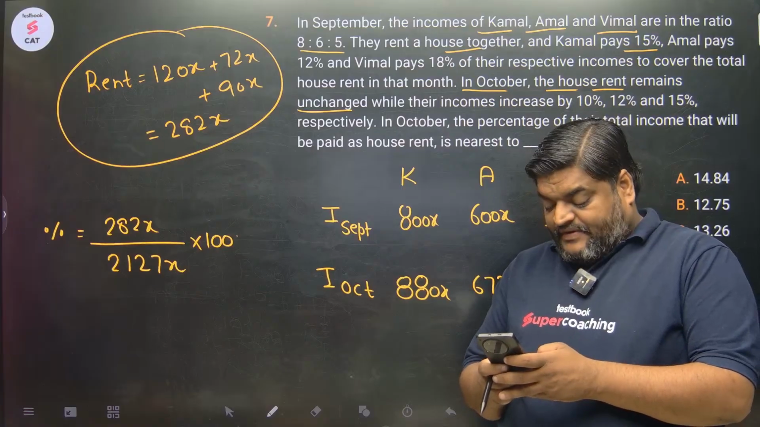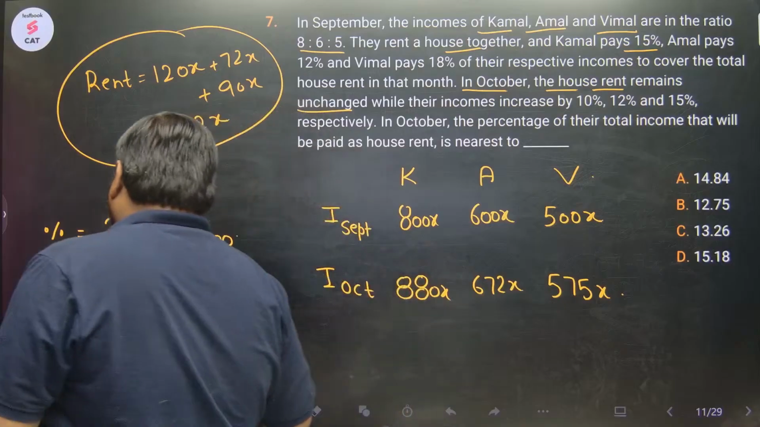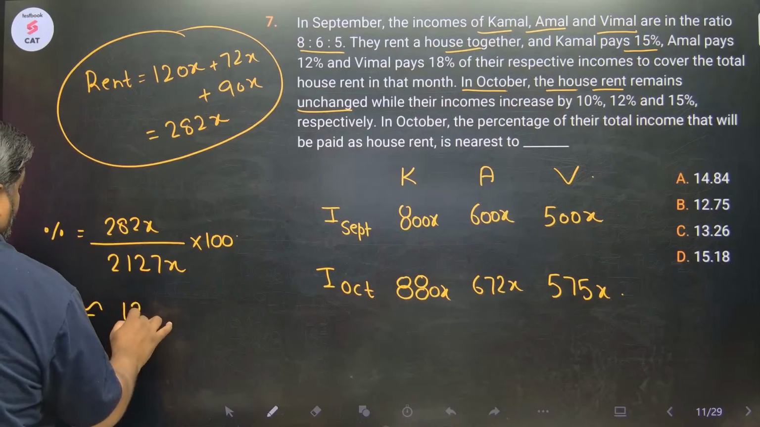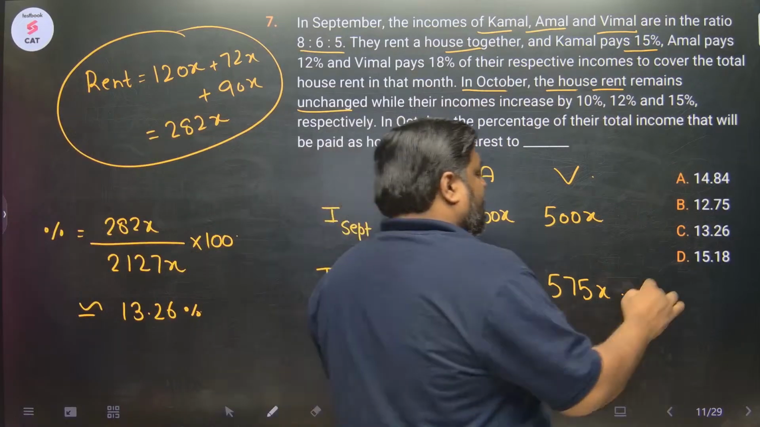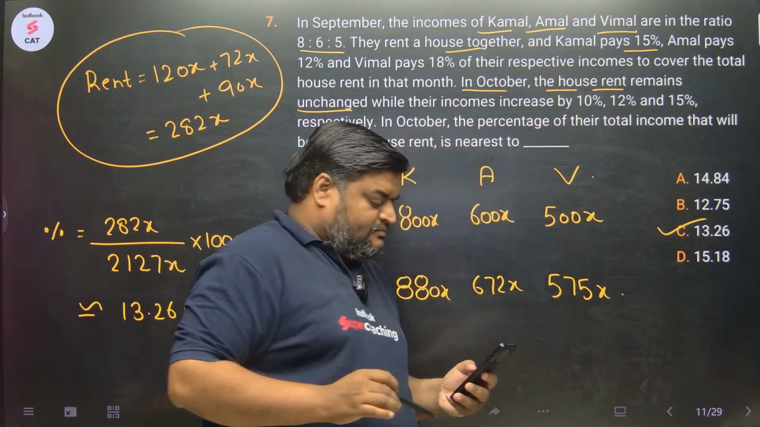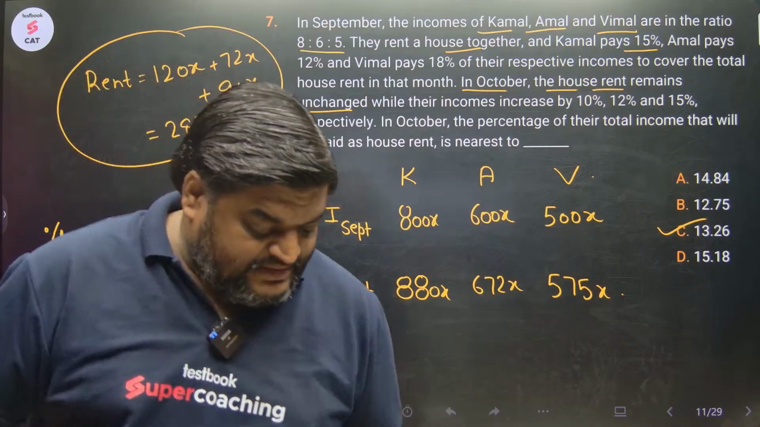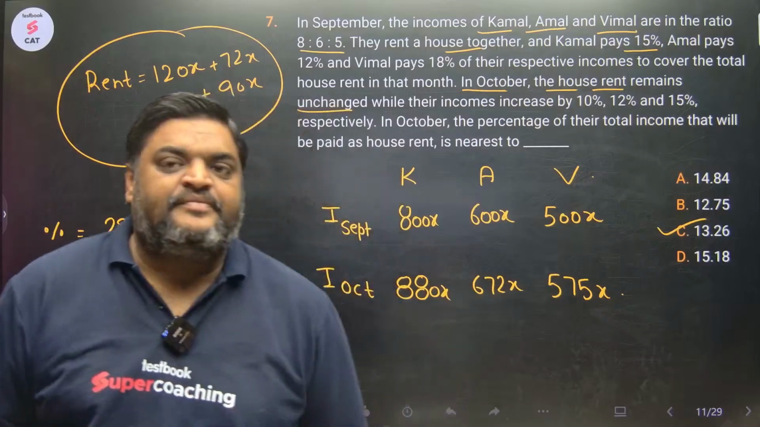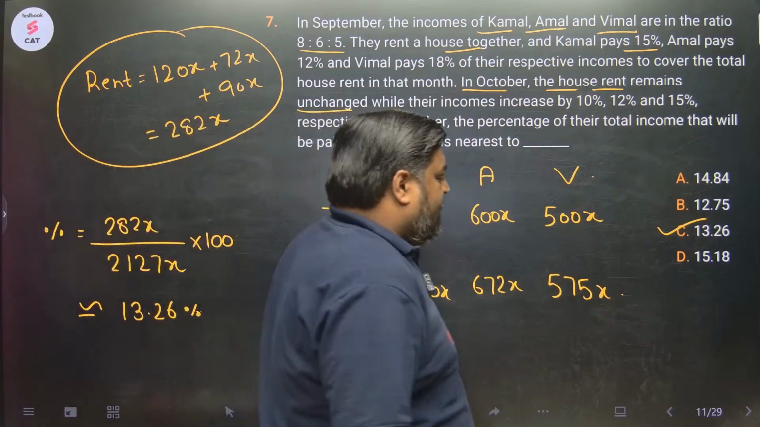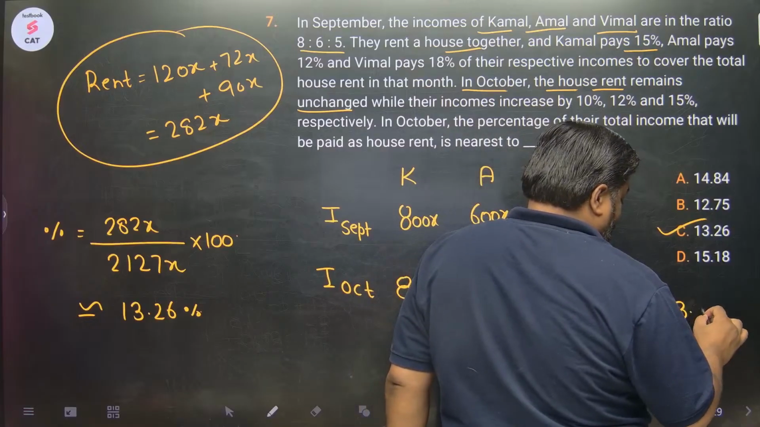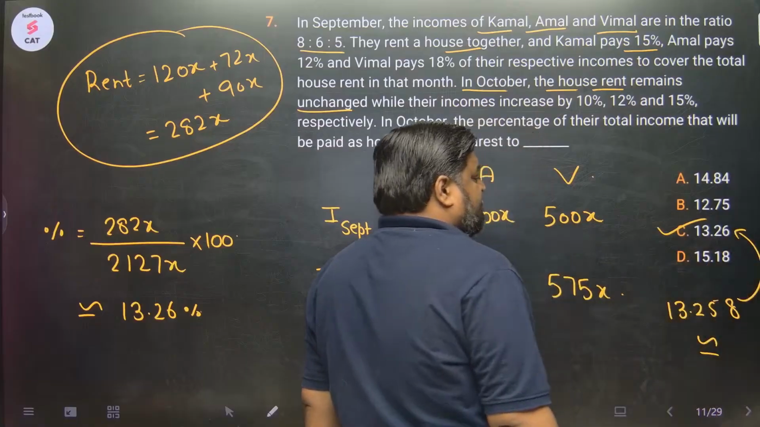28200 divided by 2127, around 13.26, right? So this is close to 13.26%. Option C. Very good. It is 13.258, right? So that can be approximated to 13.26 from the answers.